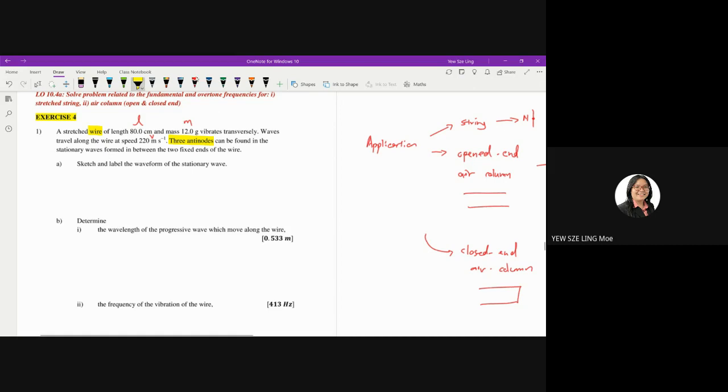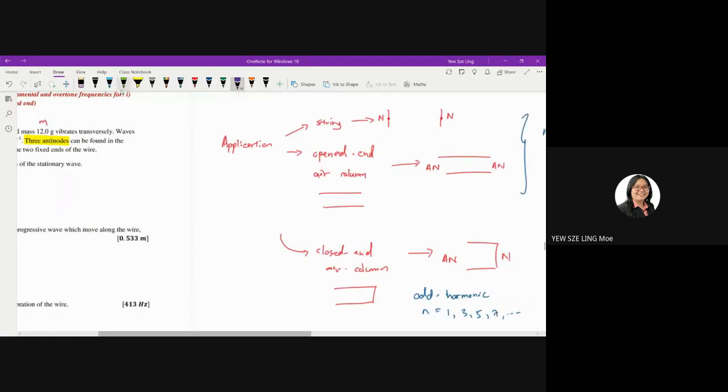So when it comes to this example, sometimes students don't know how to sketch it, right? So what you have to know is the thing that I told you just now. You look at the summary here. When you have a string, you must have a node on both ends. So how are you going to sketch the diagram for question A?